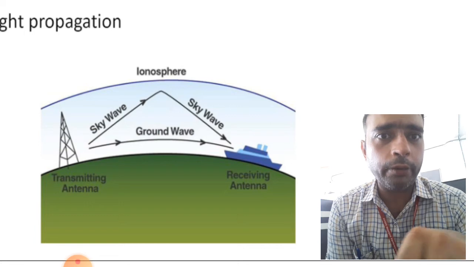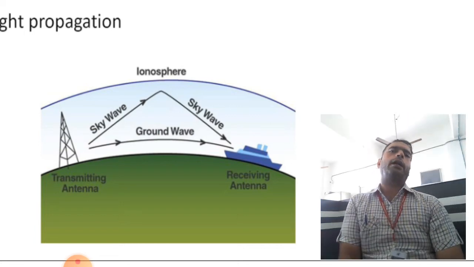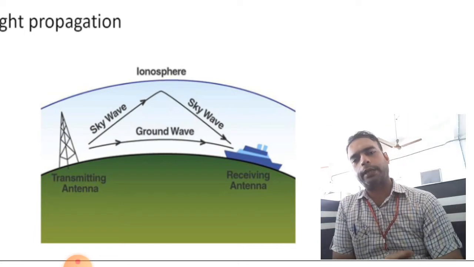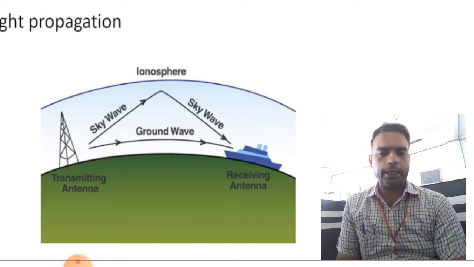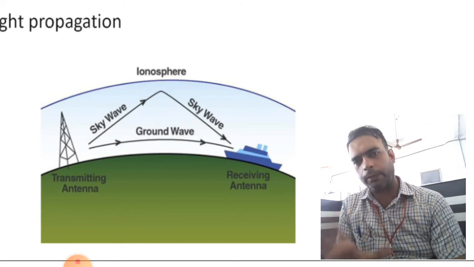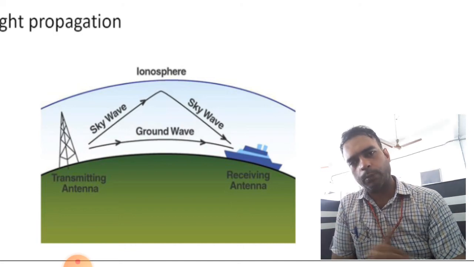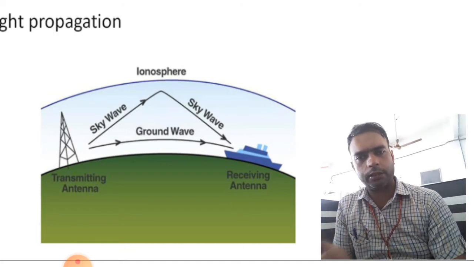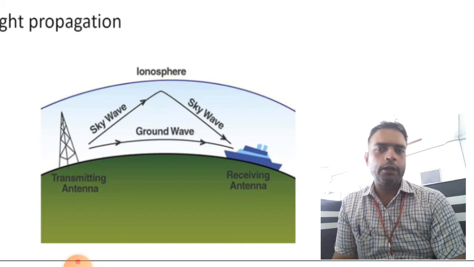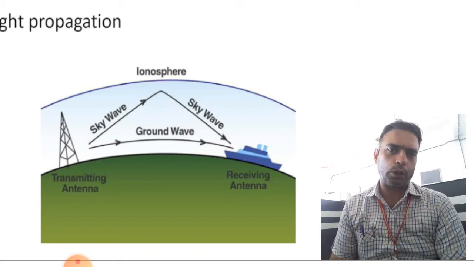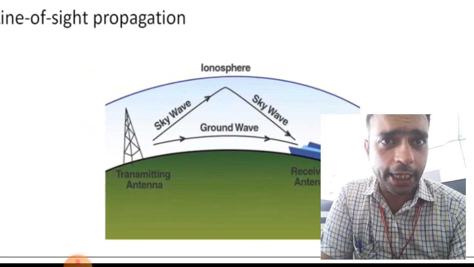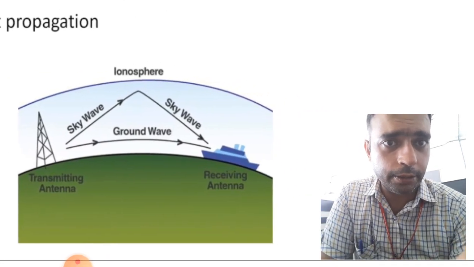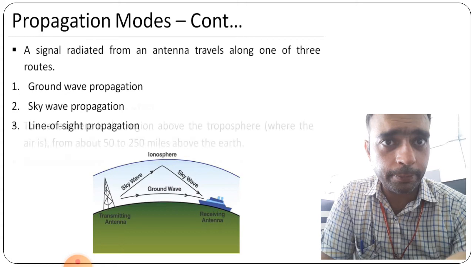And the ground wave is not very high. That antenna can also use the ground wave, which does not use a high frequency but a normal frequency at the earth. So it can send the signal towards the receiving antenna, we can say. And the line of sight propagation we will see in the further explanation.